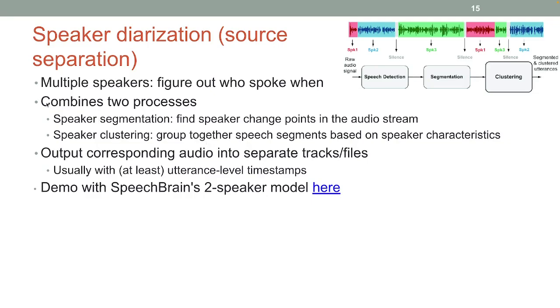So it combines two processes here. It combines speaker segmentation, which finds speaker change points in the audio stream, that is, the stream of signals, and then speaker clustering to group together all those speech segments based on the speaker characteristics, and to output audio into separate tracks or separate files, usually at least at the utterance level with timestamps. So here's a demo of speaker diarization or source separation using SpeechBrain.